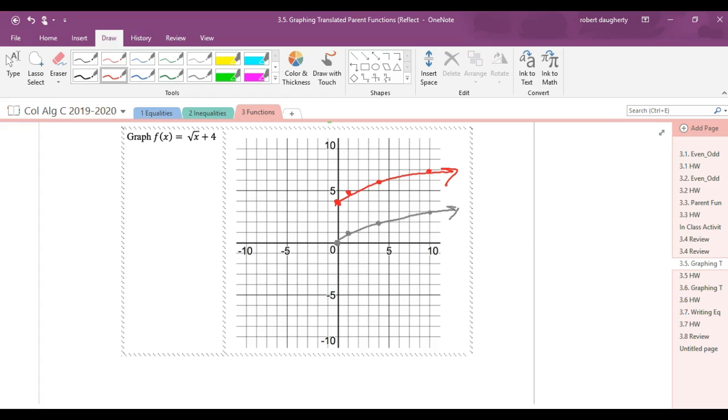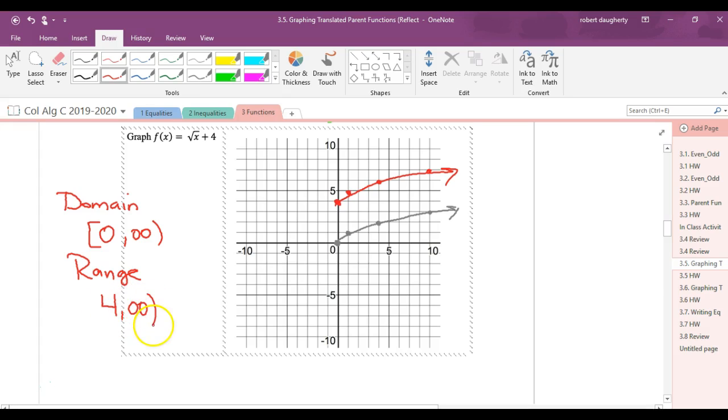So what is the domain of the red graph? Yeah, it's 0 to infinity. What goes around the 0? A bracket. What is the range of that red graph? Yeah, it's 4 to infinity. There are no y values on that red graph until I get up to 4. And then this function, where is it decreasing? Never. It's increasing from where to where? 0 to infinity. Okay, so those are the questions.